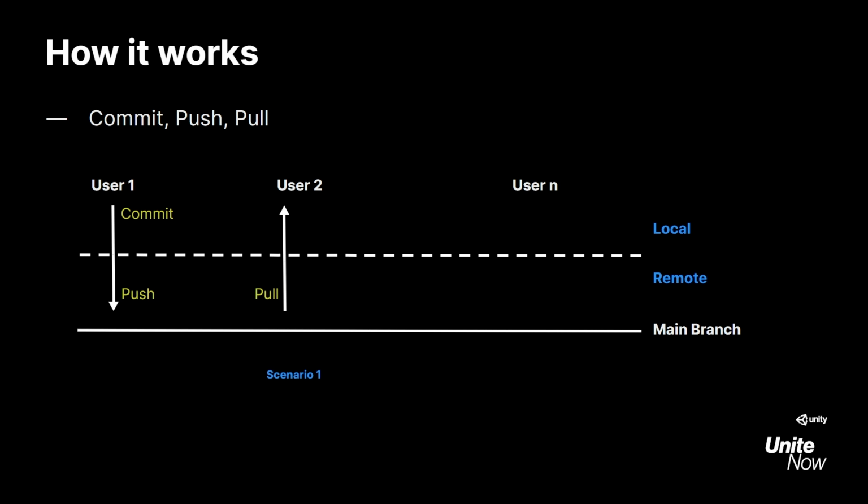These will update their local version of the project with the latest version available, in this example on the main branch of the Git repository. Then they can make new changes, add and commit them, and then push them.